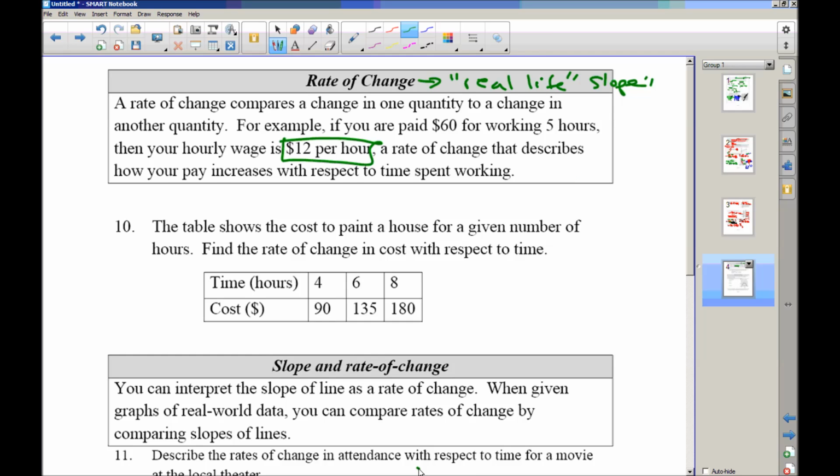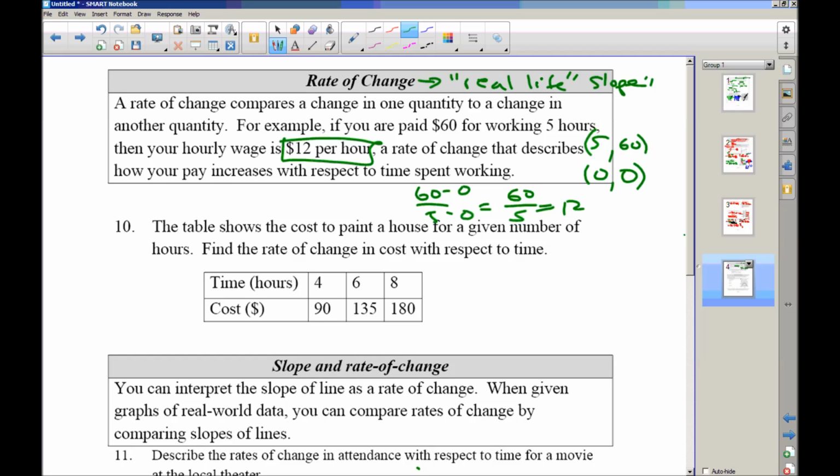So 5 hours makes $60. And we also know if we work 0 hours, we would get $0. So then we could do 60 minus 0 over 5 minus 0, which would give us 60 over 5, or $12 per 1 hour. Okay, so our rate of change describes how the pay increases with respect to time. So you get $12 extra every hour you work.